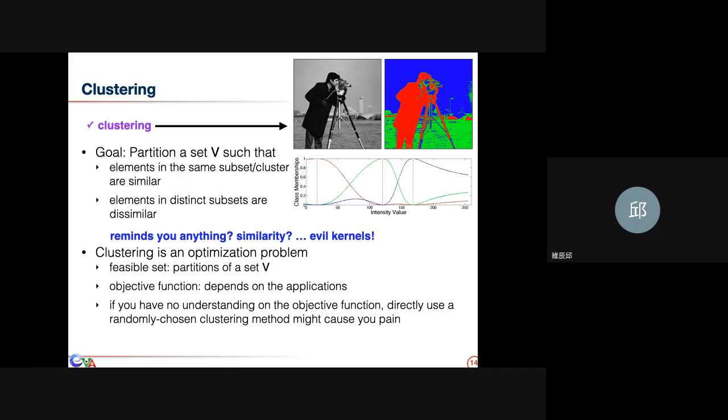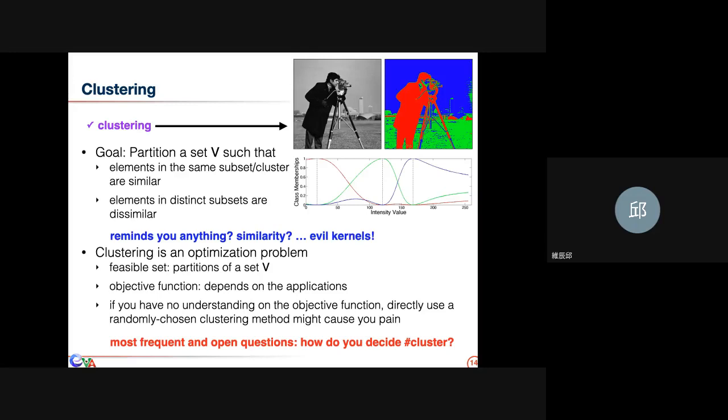And basically, if you have no understanding about your application and you directly use a randomly chosen clustering method, it might cost you. So for unsupervised learning, most of the time you need to have a good understanding about your problem first. Then you choose the proper clustering tool, or proper embedding tool, or other tools in order to deal with your data set. So the most important thing is that you first have a good understanding about your data set and about your application.